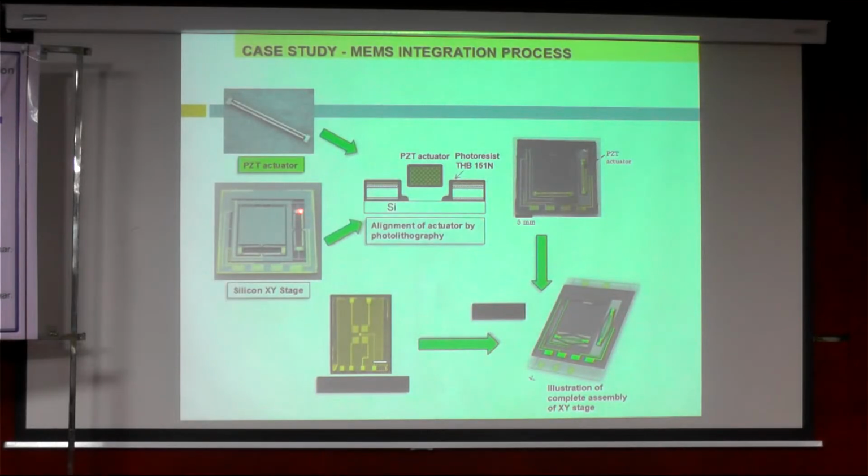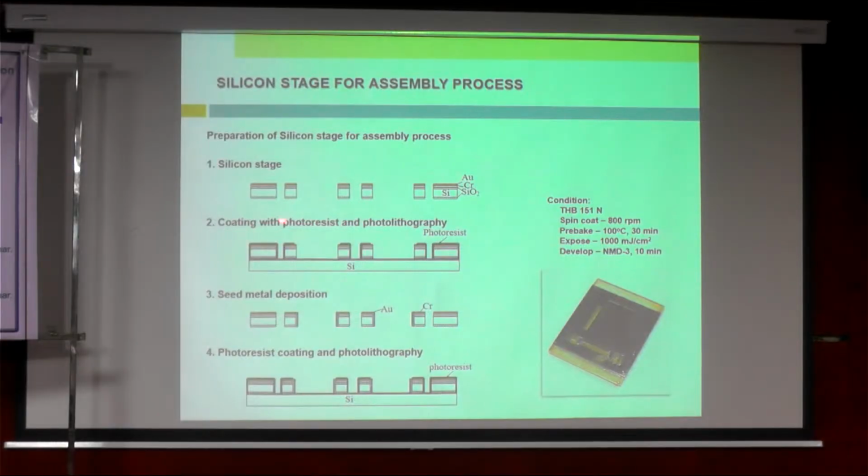These are the interconnects because this actuator needs voltage, needs current applied, and also potential needs to be applied to this actuator in order to function. So this is the circuit on this XY stage, and you have your actuator. It should be connected electrically. Then you have a bonding pad to connect to the outside. So this is the process.